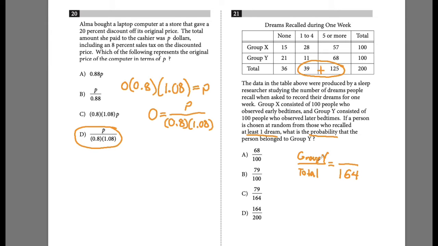And in order to find how many members of Group Y observed at least one dream, we're going to do the same thing. We're going to add the 1 to 4 column and the 5 or more column. 11 plus 68 is going to be 79. And the probability will be 79 out of 164, or answer choice C.